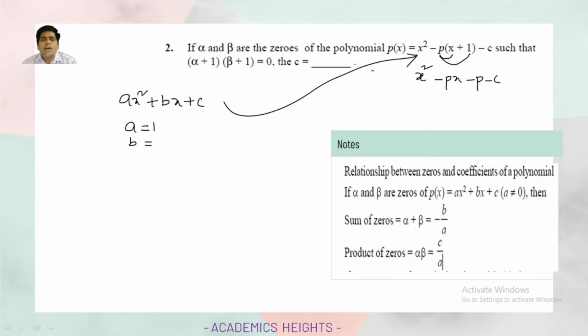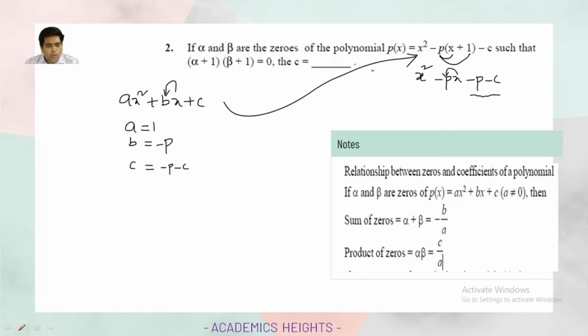So what is the b value? B value is nothing but the coefficient of x. Here the coefficient of x is minus p, so I am writing it as minus p here. C is nothing but the constant term. Whatever the constant term we have, we can write it as the constant term, so that is minus p minus c. So I got the a value, b value, c value.